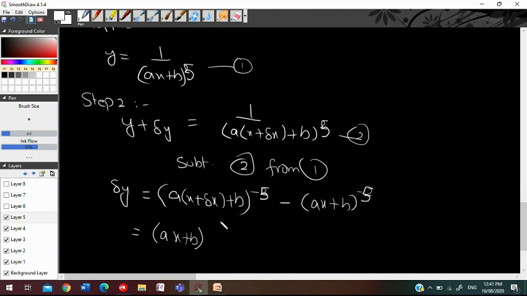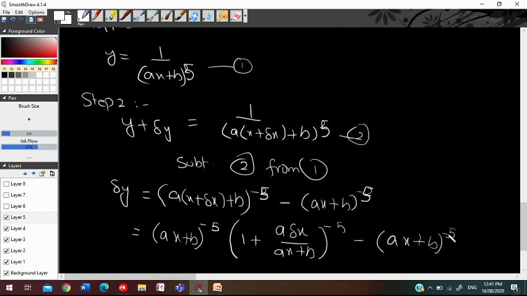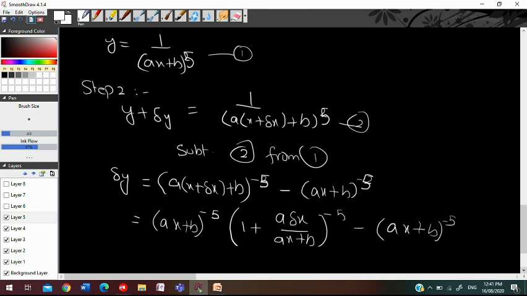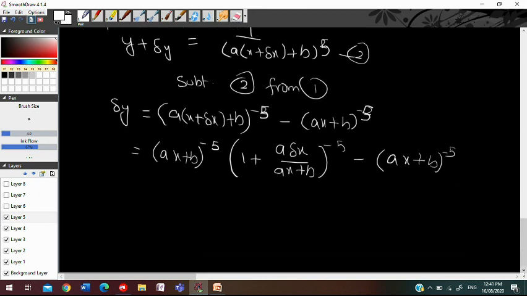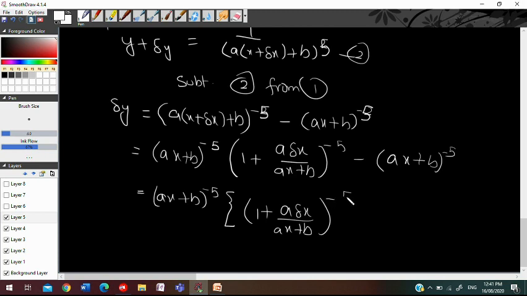Okay, and then again here when we take this power minus 5, what do we have? (1 + (a Δx)/(ax + b))^-5 times (ax + b)^-5, minus (ax + b)^-5, and the value of y becomes the same. Again, you can see all the steps are the same. There is no difference in any step. All the examples, all the questions are the same one. Then (ax + b)^-5 and (1 + aΔx/(ax + b))^-5 minus 1.